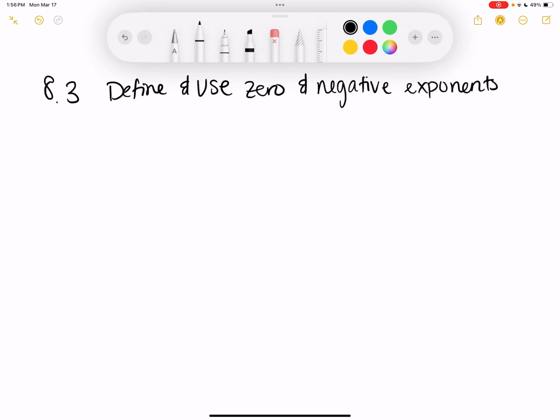So anyways, the definition of 0 and negative exponents.